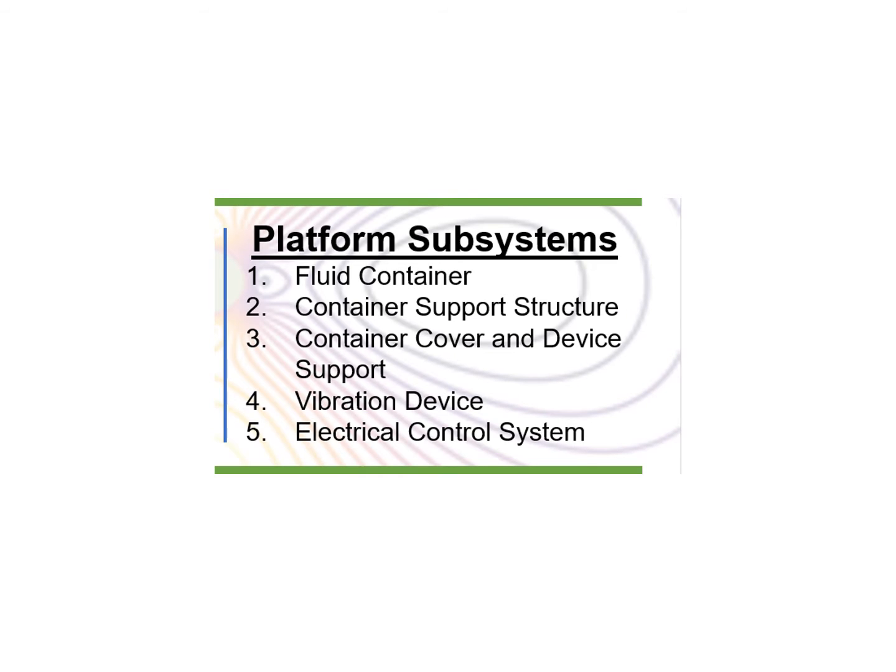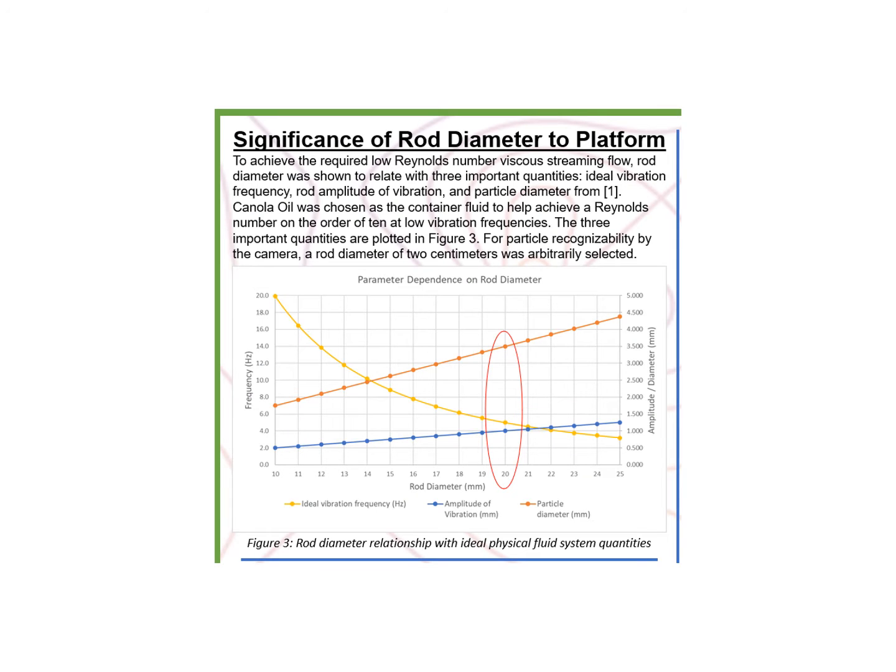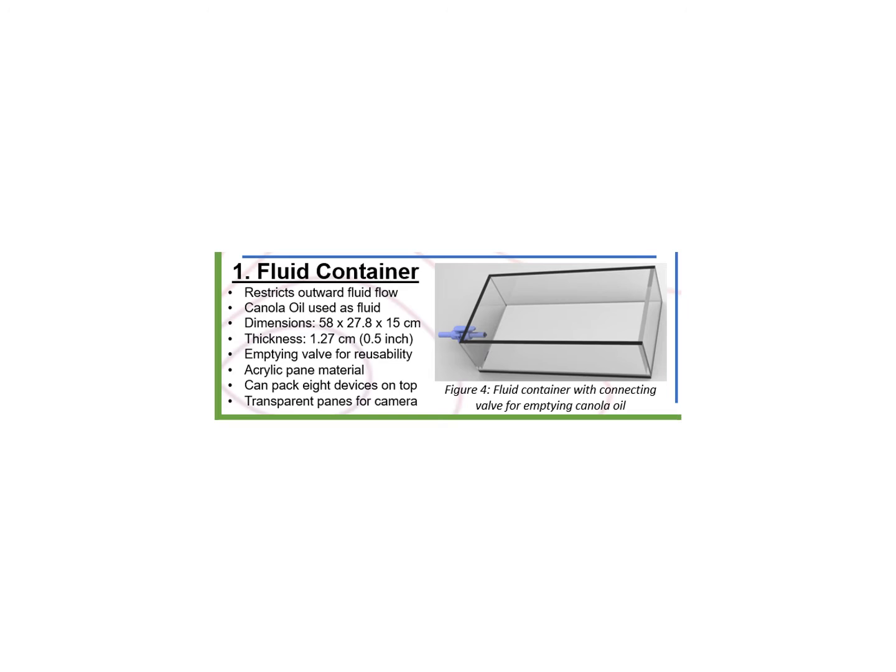5 identifiable project subsystems are the fluid container, container support structure, container cover and device support, vibration device, and the electrical control system. The current project system fluid mechanics, which are based on the rod diameter, are driven by equations from the previous study. Figure 4 shows a fluid container featuring a release valve for reusability.